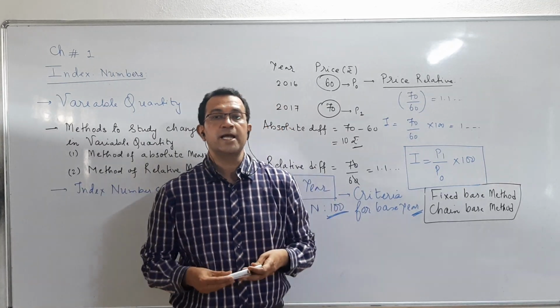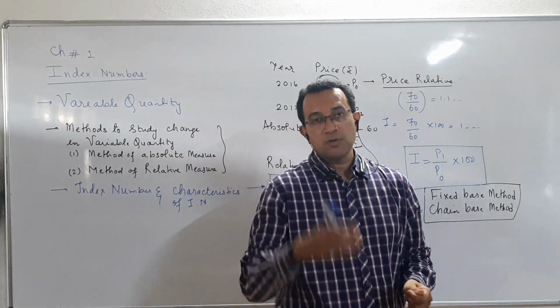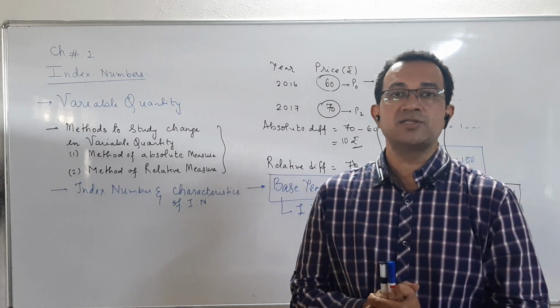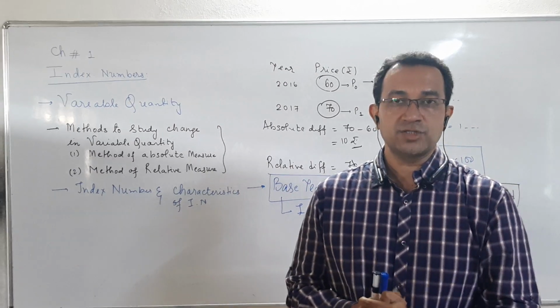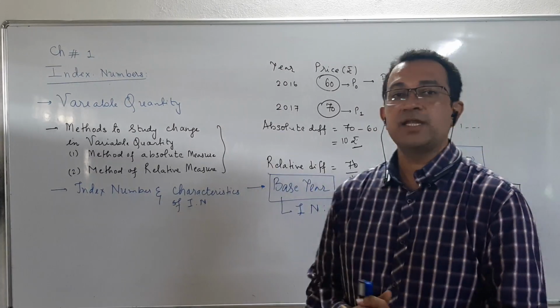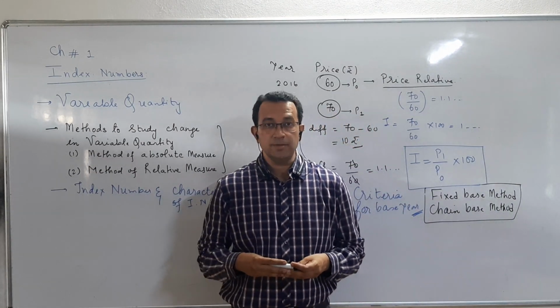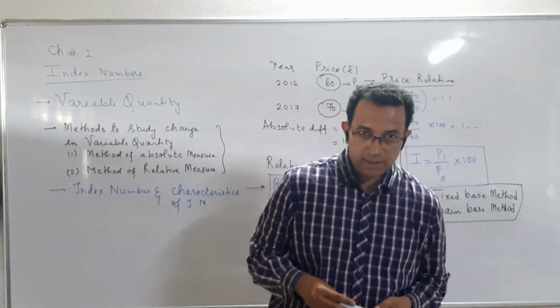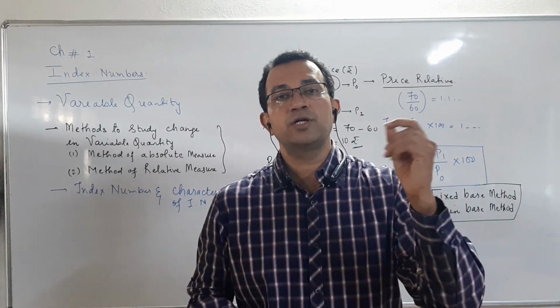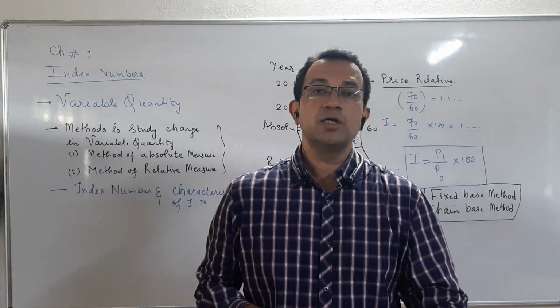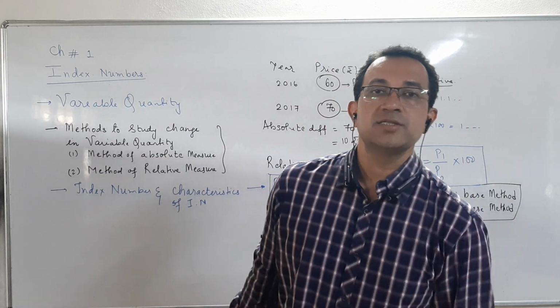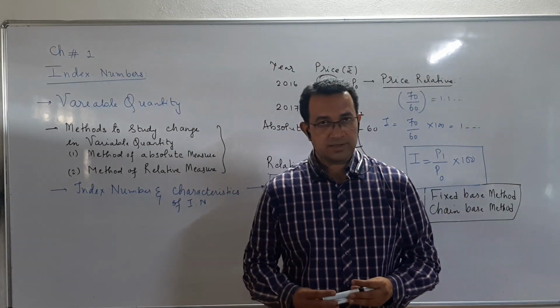Students, do not neglect the theories of chapter 1. Once again, I am discussing all the theories in nutshell. All of you pay attention. First, what is a variable quantity? A quantity which changes with respect to time is called a variable quantity. For example, import, export, agricultural production, birth rate, death rate. All these are variable quantities.